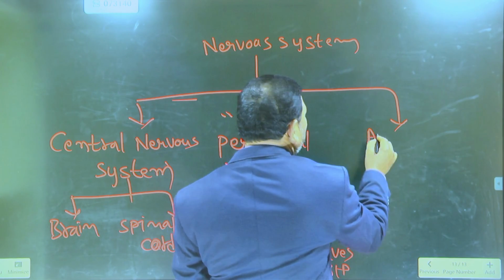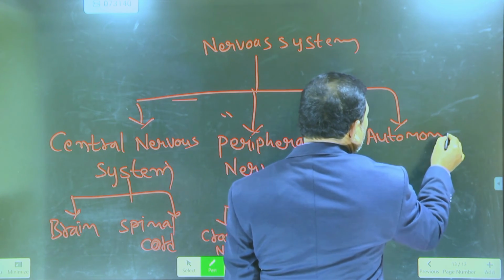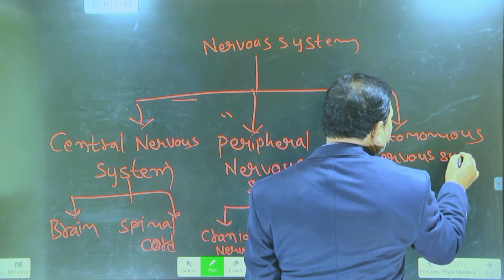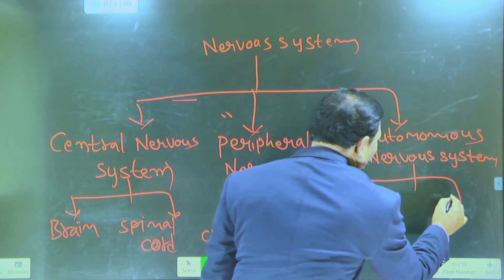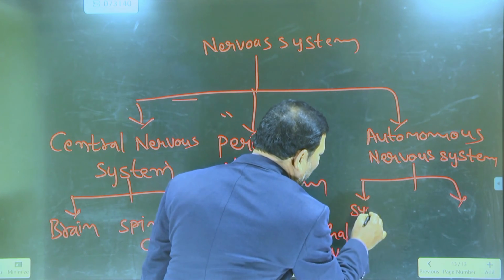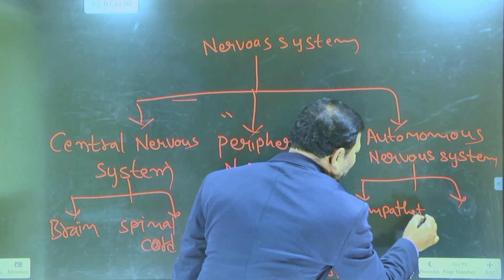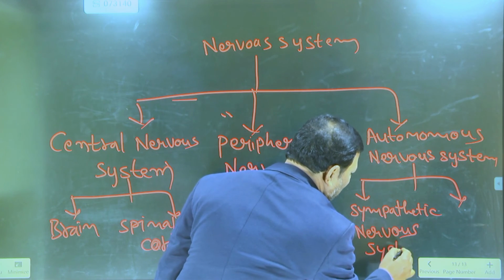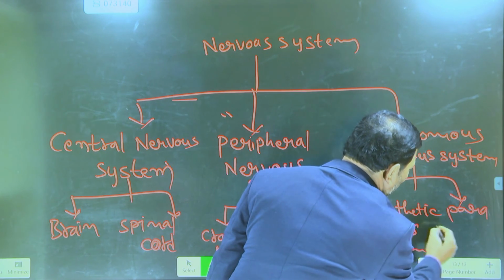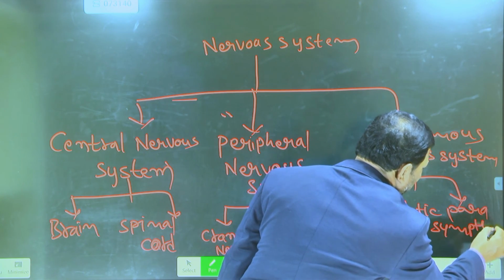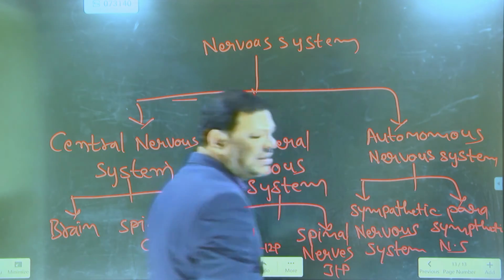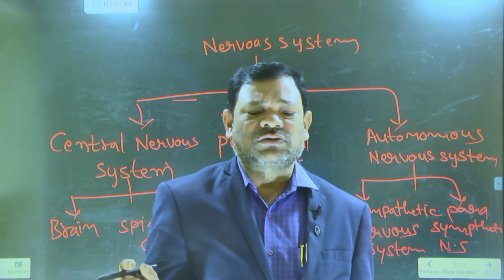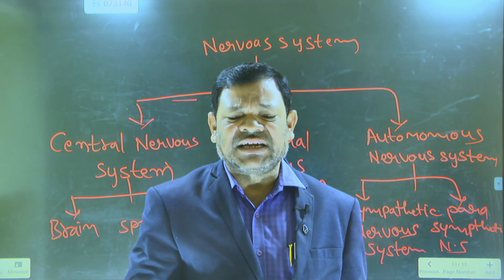And the third one is the autonomic nervous system. This autonomic nervous system is again classified into two types. One is the sympathetic nervous system and the second one is the parasympathetic nervous system. We can discuss this in detail in the nervous system chapter. Now we have started animal tissue, and we will discuss it in detail.